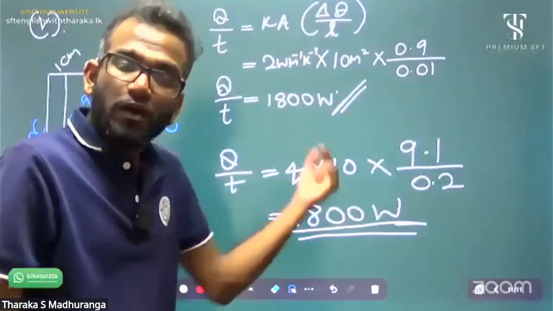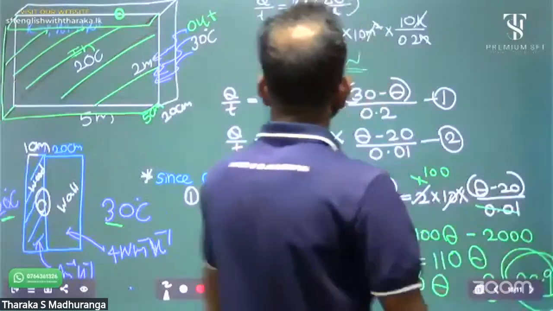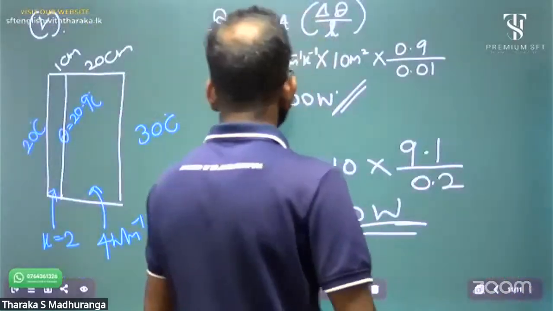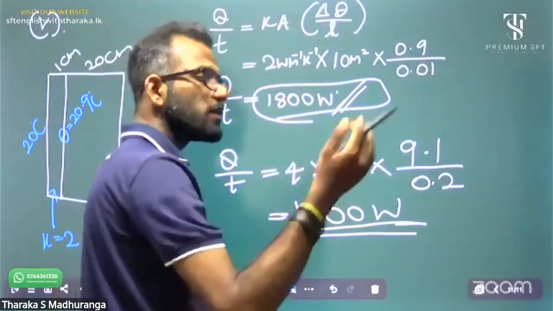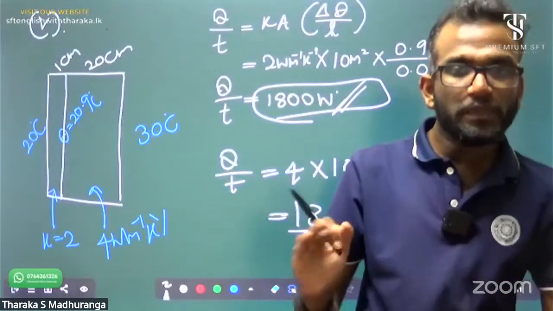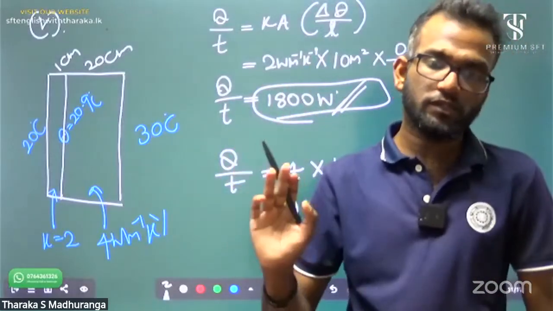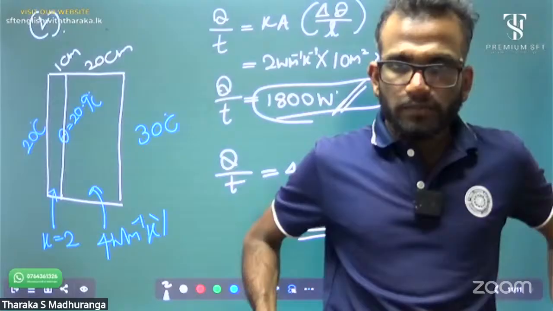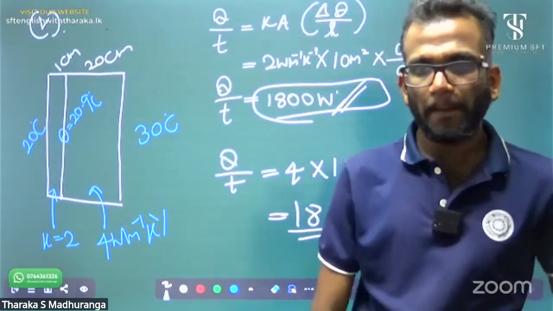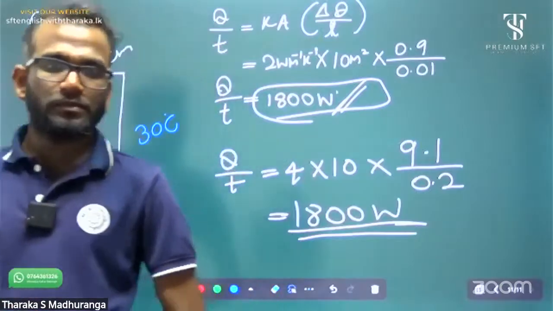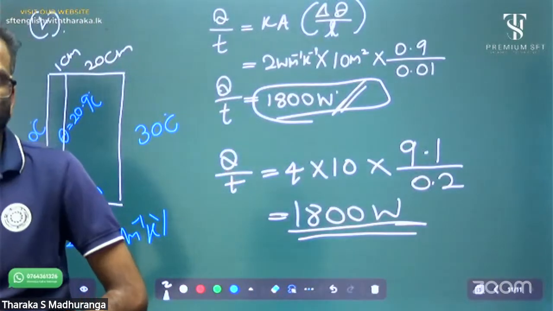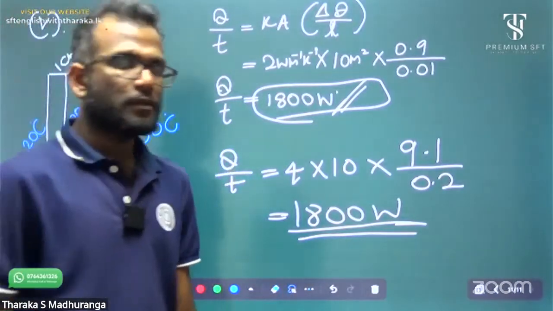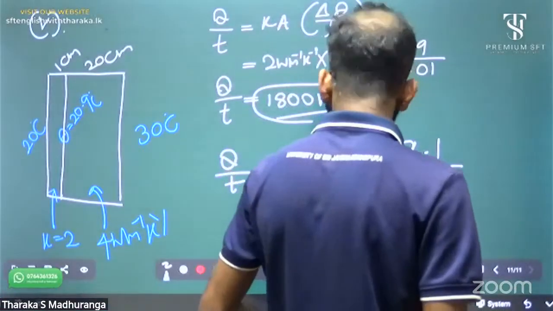Okay. Now, what's the difference? Without the wooden board, it was 2000 watt. But when we use this wooden board, we can reduce, we can drop the thermal conduction rate by 200 watt. 200 watt means 200 joules per second. Understood?